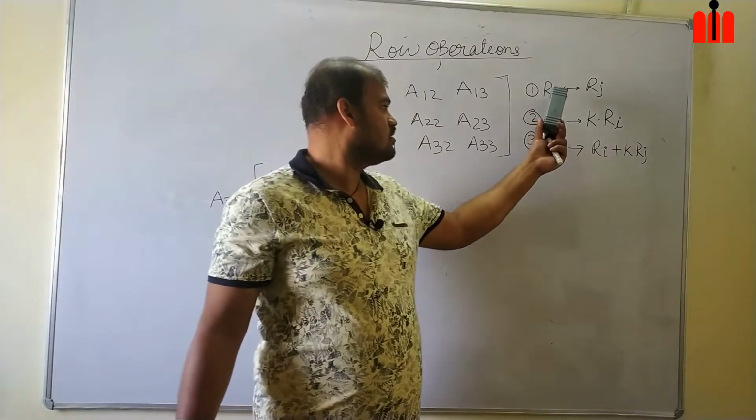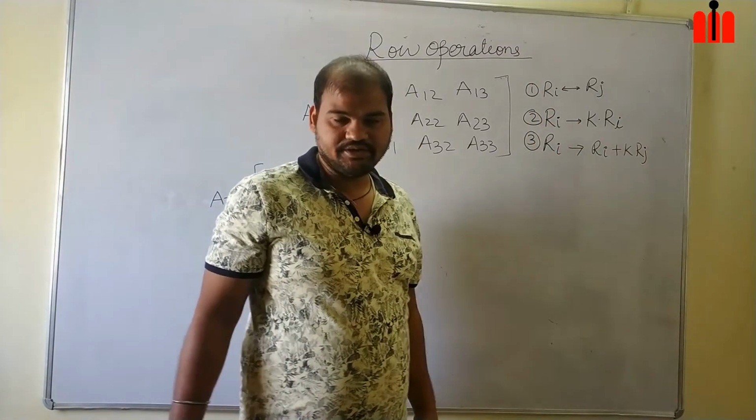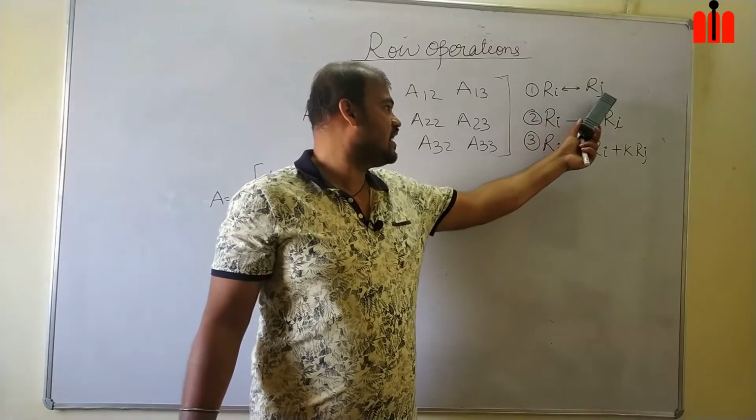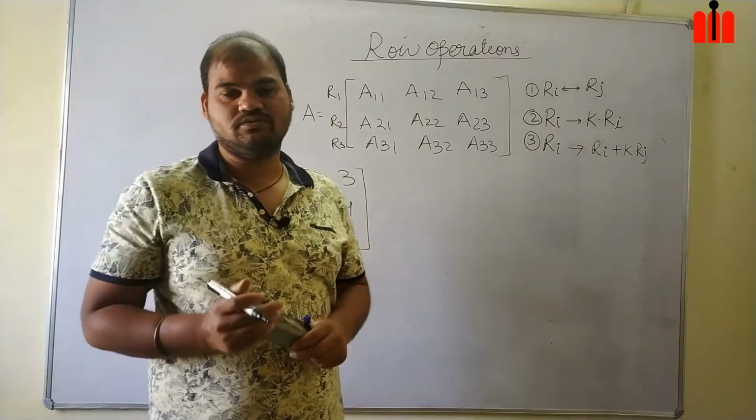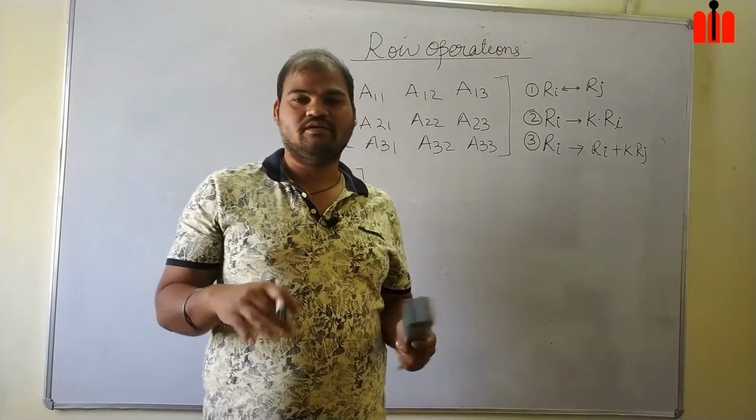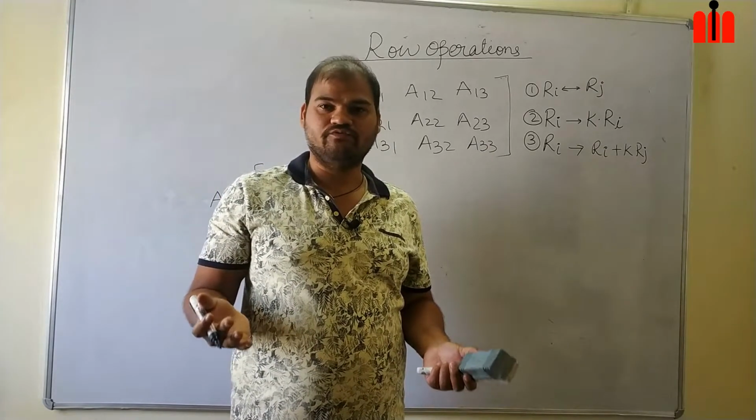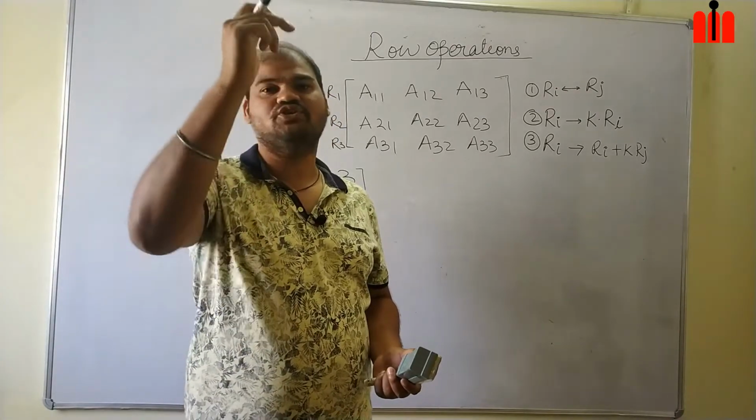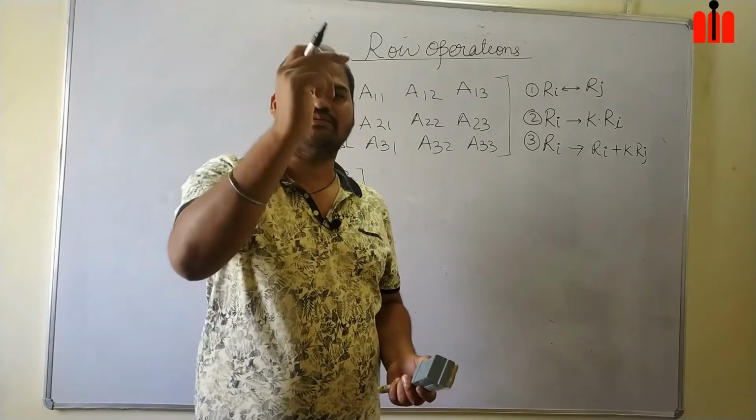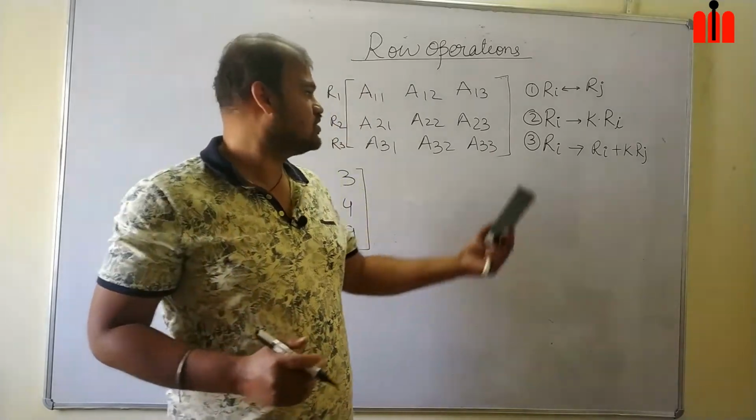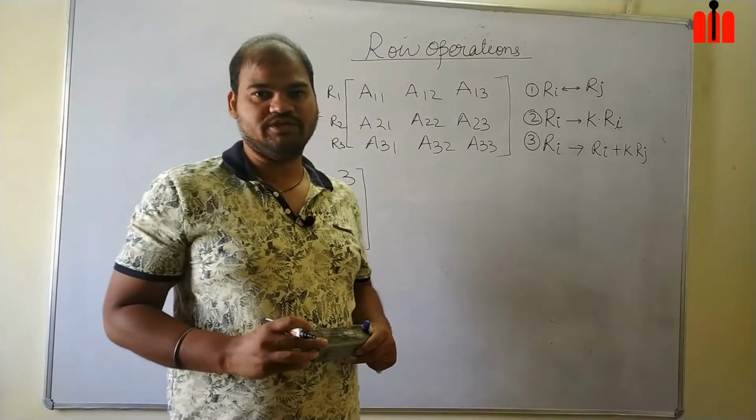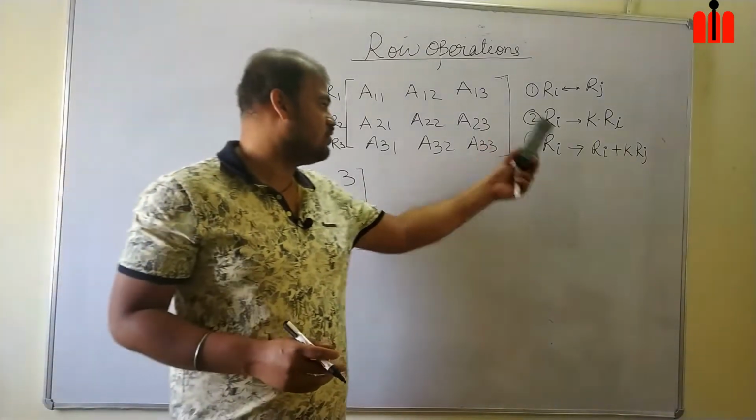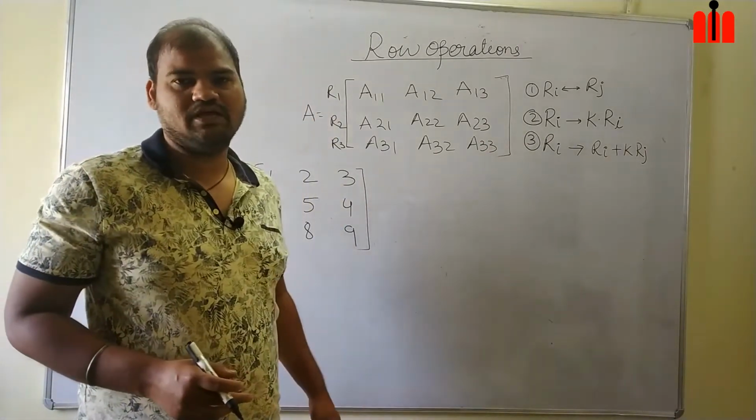First is Ri and Rj. Please put concentration, it is I and it is J. That means two different rows. So if we take two rows R1 and R2, then R1 can substitute R2 and R2 can substitute R1, like that. So this is the first row operation. We will perform this operation on this matrix also, and see how it is applicable to the example.